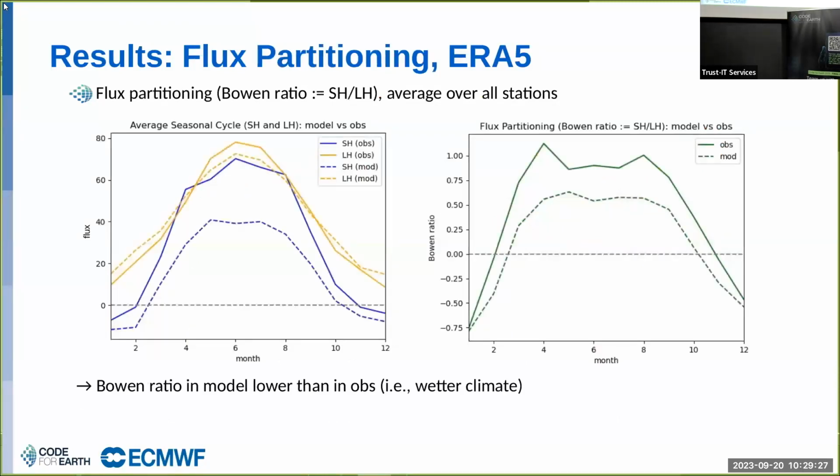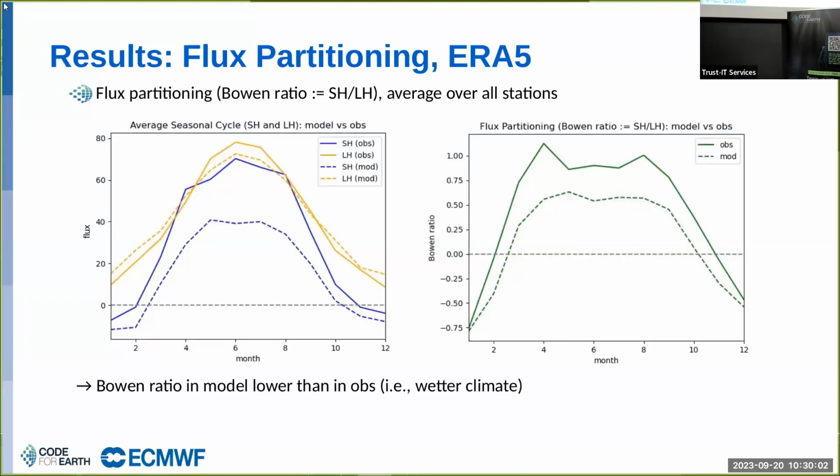Okay, then I also want to look at the flux partitioning. Flux partitioning means to look at the ratio between sensible and latent heat flux. This ratio is sometimes called Bowen ratio, and this is an important dimensionless quantity to describe the climate. For example, we have a high Bowen ratio if we have more sensible than latent heat flux, which indicates a drier climate, whereas the Bowen ratio is lower if the latent heat flux is larger than the sensible heat flux, indicating a more wet climate.